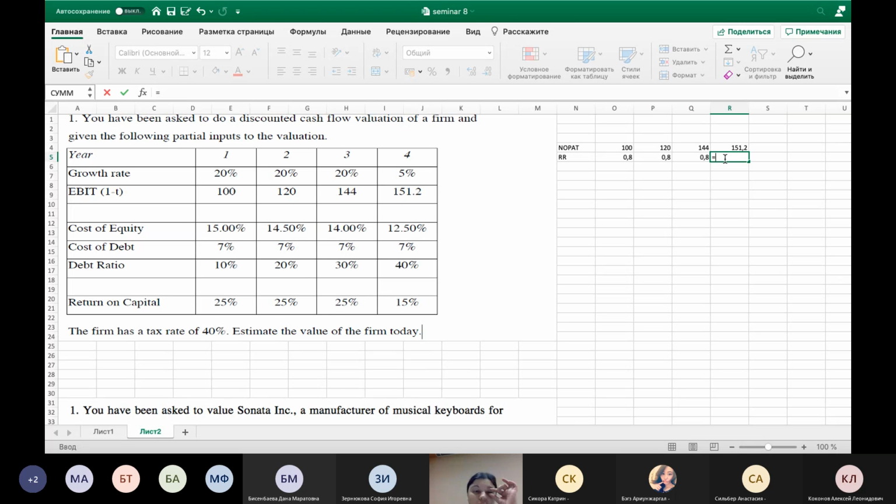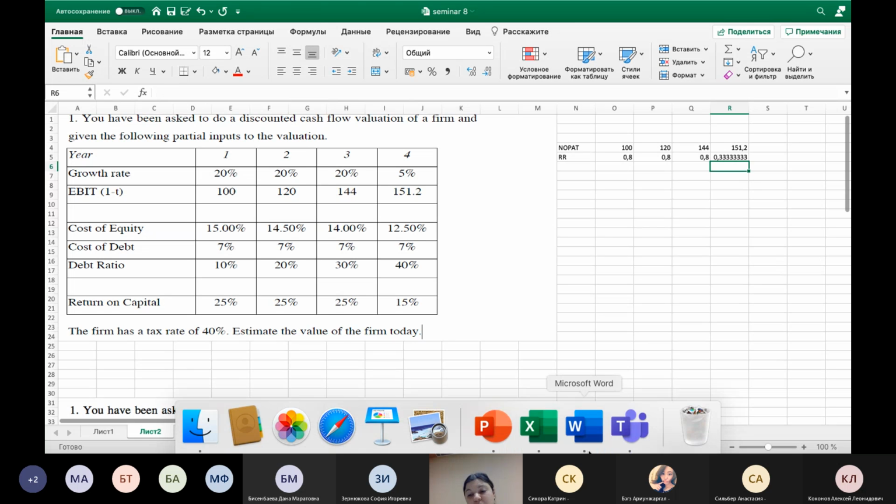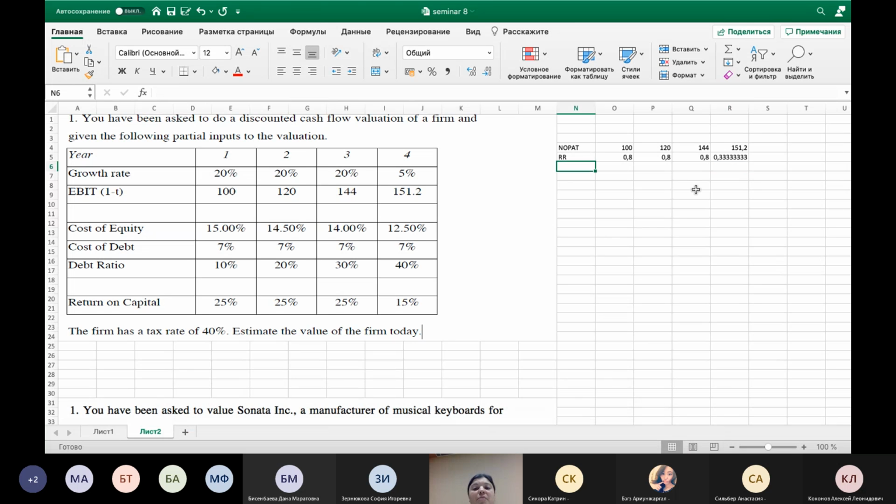And as for the fourth variant, growth rate equals 5%, return on capital equals 15%. So 5% divided by our return on capital 15%. It will be 33%. Reinvestment rate 33%. Now we can calculate our investments.